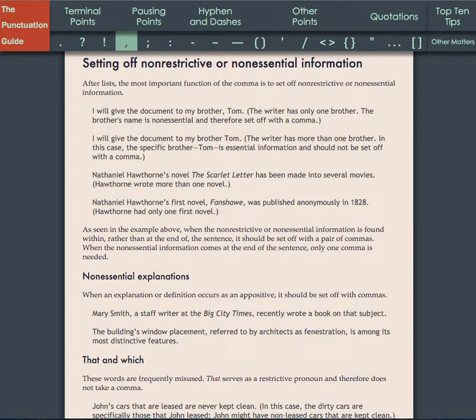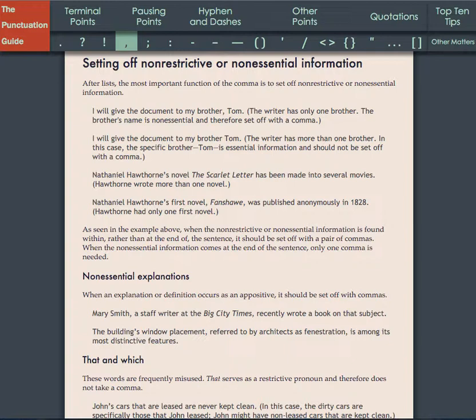It separates. So the punctuation guide, which I'll return to time and time again here for examples, illustrates this point pretty well with these first two examples of giving something to someone named Tom. In the first example, I will give the document to my brother, Tom. We find out that the writer only has one brother. Well, that makes sense because the comma tells us there's only one brother, and that's why it's parenthetically set off with that comma.